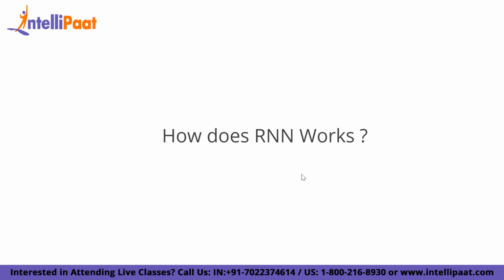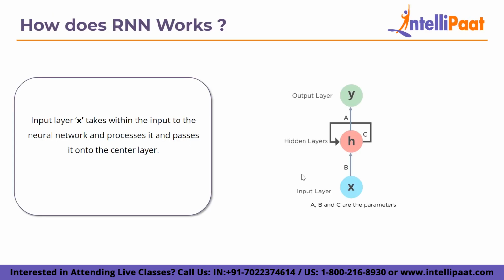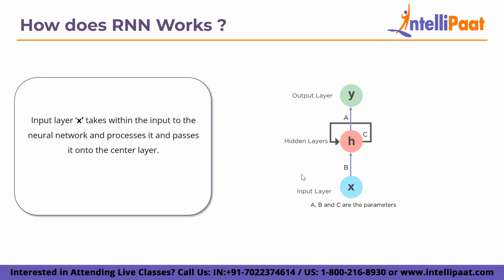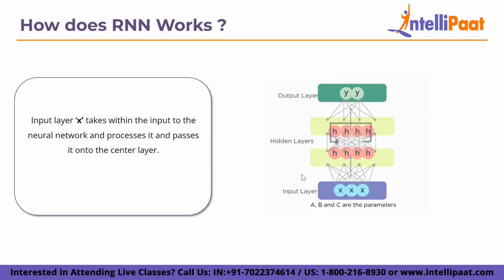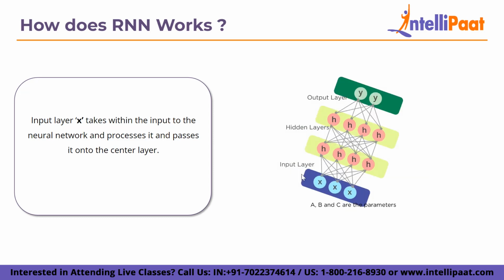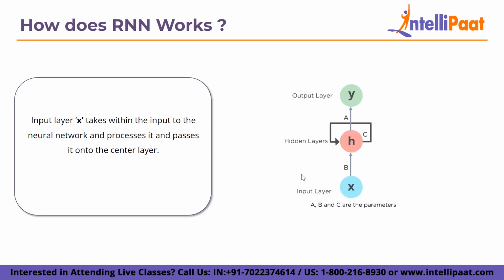Now let's learn about how an RNN works. There is an input layer X which takes in the input to the neural network and passes it onto the center layer. The middle layer H can encompass multiple hidden layers, each with its own activation functions, weights and biases. If you have a neural network where the parameters of various hidden layers aren't affected by the previous layer, the neural network doesn't have memory. Then you will be able to use a recurrent neural network.